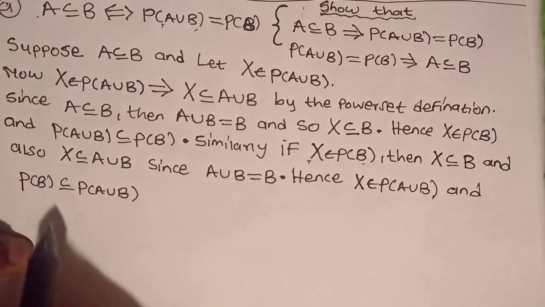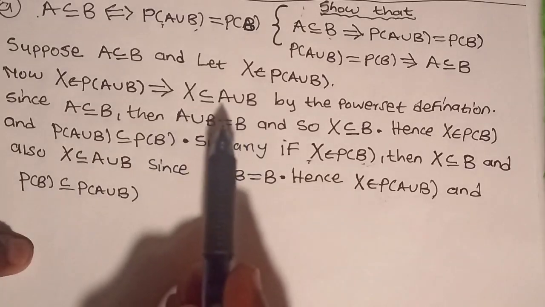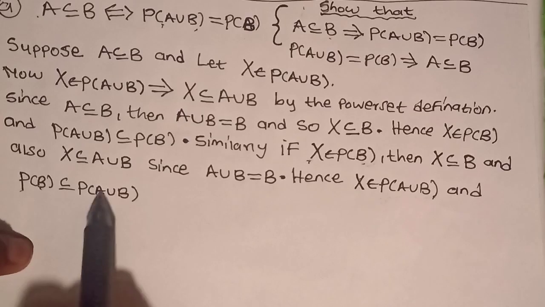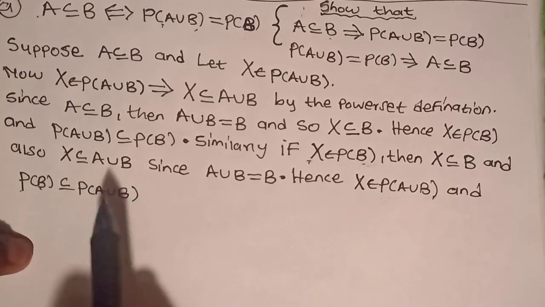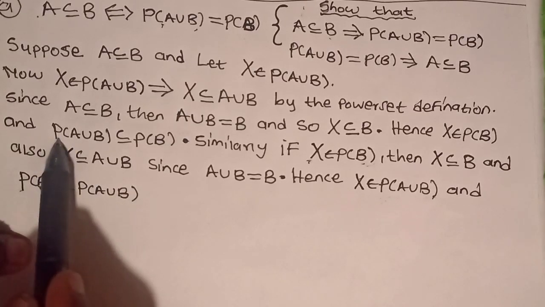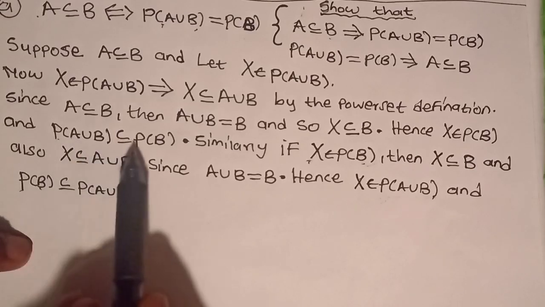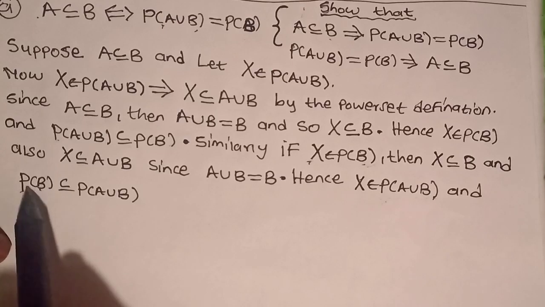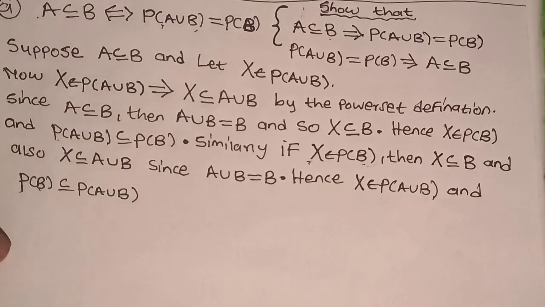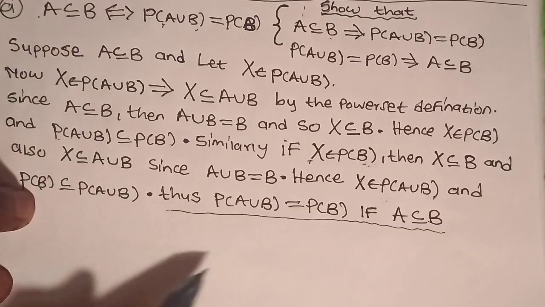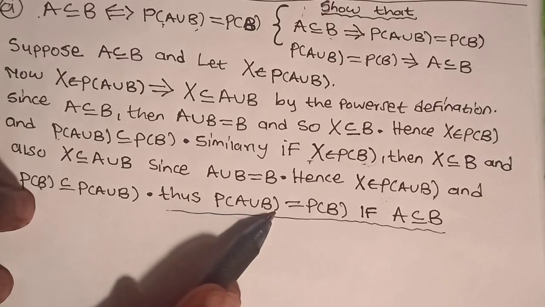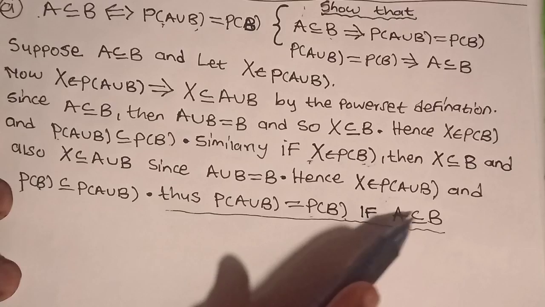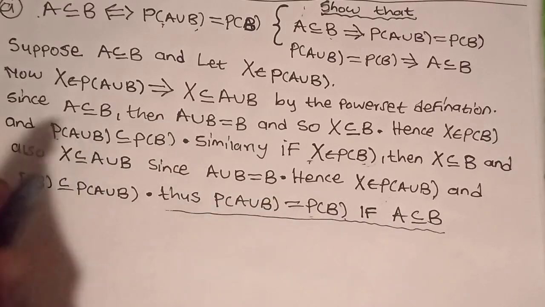So the power set of B is a subset of the power set of A union B, and we've already shown that the power set of A union B is a subset of the power set of B, then these two are equal. And our conclusion is the power set of A union B is the same as the power set of B if A is a subset of B, and we just showed that.